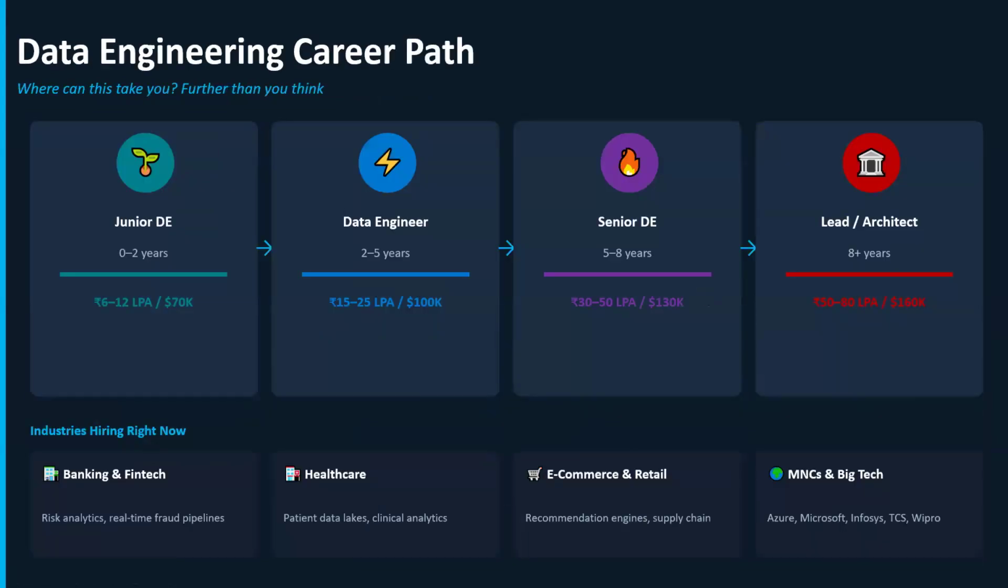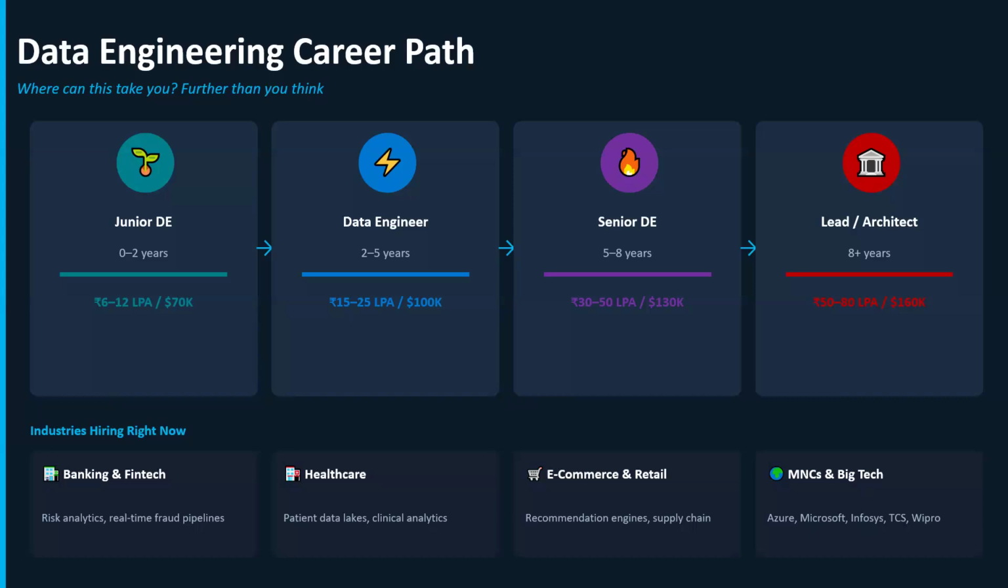Okay. And if I talk about data engineering, who exactly is hiring? Banking and fintech, because they need to perform risk analytics and real-time fraud detection; healthcare, for patient data and clinical analysis; and e-commerce, of course, largely. And MNCs, big tech companies like Microsoft, Infosys, TCS, Wipro, whatnot. If you name it, everyone is hiring data engineers a lot.